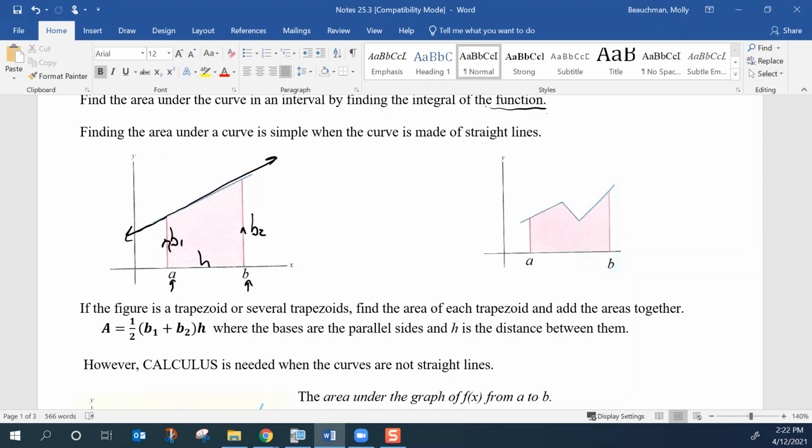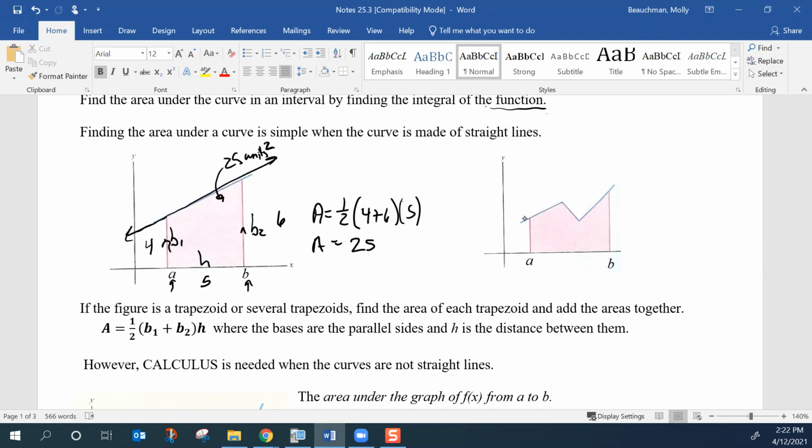Let's take an example for a trapezoid. Let's say that base 1 is 4, base 2 is 6, and the distance in between is 5. Then the area would be 1/2 times (4 plus 6) times h, which is 5. So 4 plus 6 is 10, half of 10 is 5, times 5 is 25. The area of the shaded region would be 25 units squared.